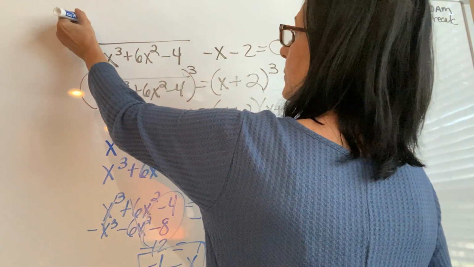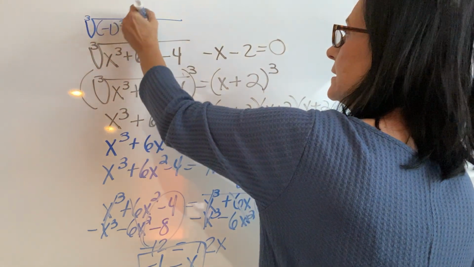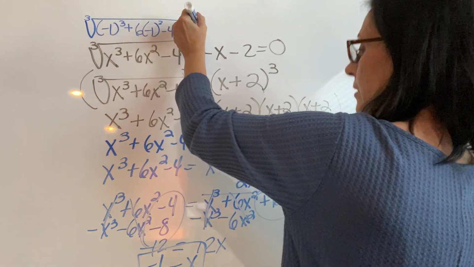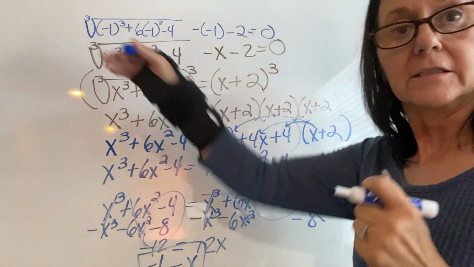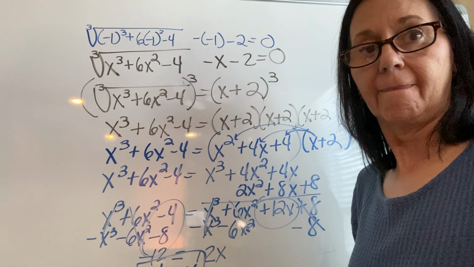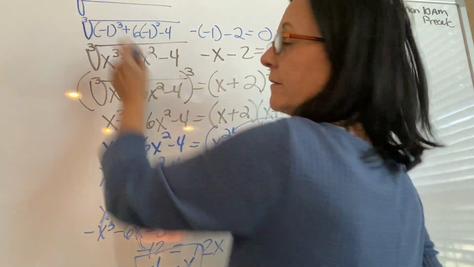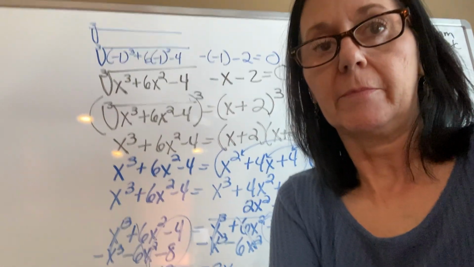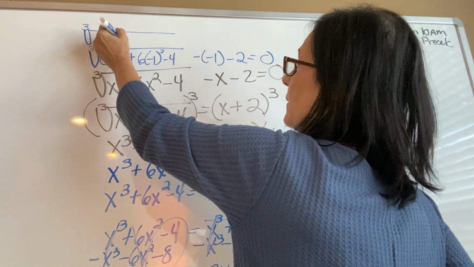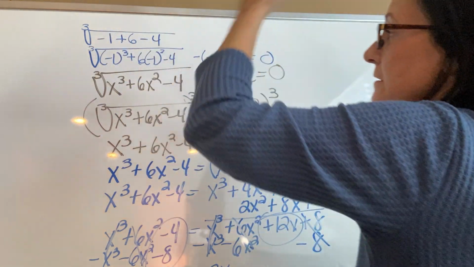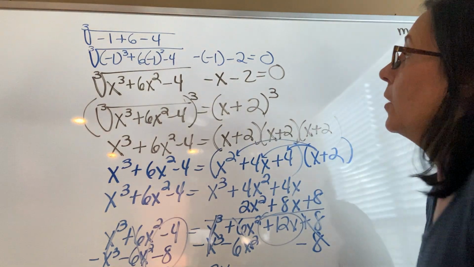All right, so I'll go back in and plug in negative 1. It's the cube root of negative 1 cubed plus 6 times negative 1 squared minus 4, minus negative 1, minus 2 equals 0. Okay, let's look what's under that cube root. Negative 1 cubed is negative 1. I was trying to move my camera up a little bit so you could see everything. Okay, that's negative 1. Negative 1 squared is positive, so this is still going to be positive 6 minus 4. So that's going to be negative 1 plus 6 minus 4, which is 1. Positive 1. So the cube root of positive 1 is just 1.